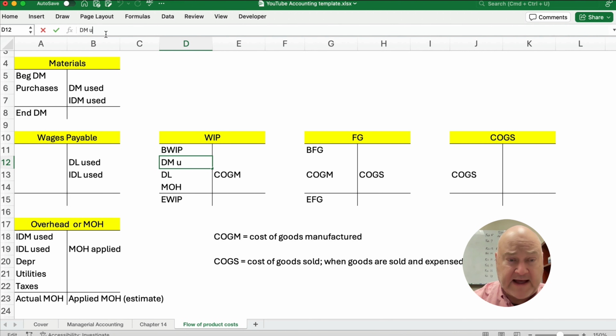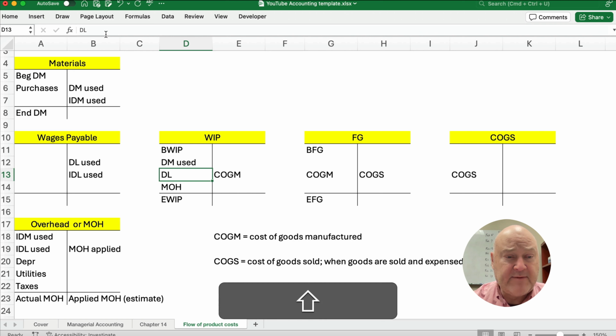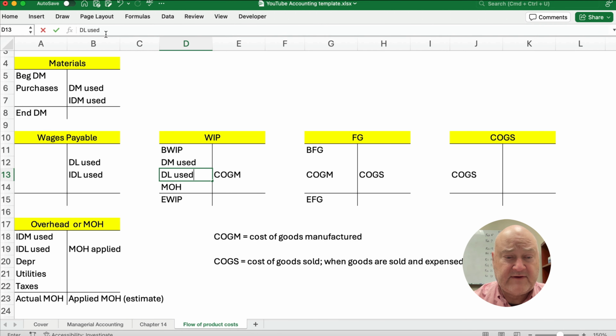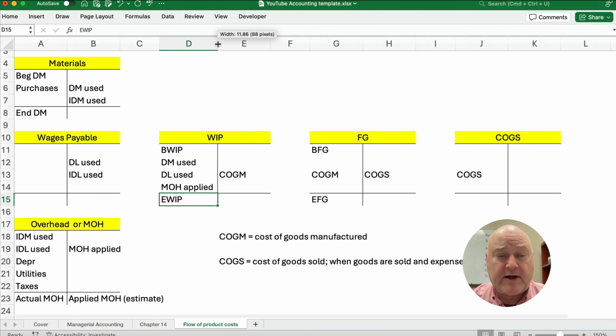It's the same idea. Direct labor used is the same idea. And MOH applied is how much goes into work in process. So as we start working on our products, it becomes work in process. Now we're going to have materials. We'll always have some lumber on hand, and so therefore we'll have ending materials. But the lumber goes into work in process here, and the glue goes into overhead here.